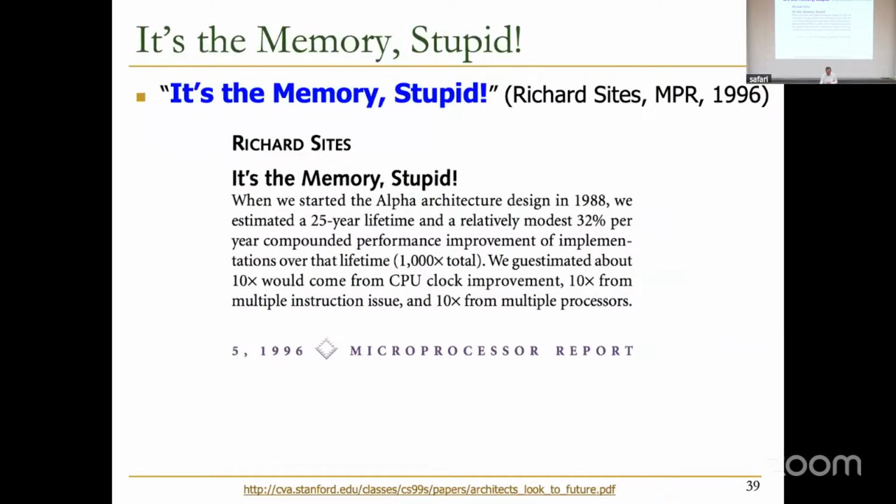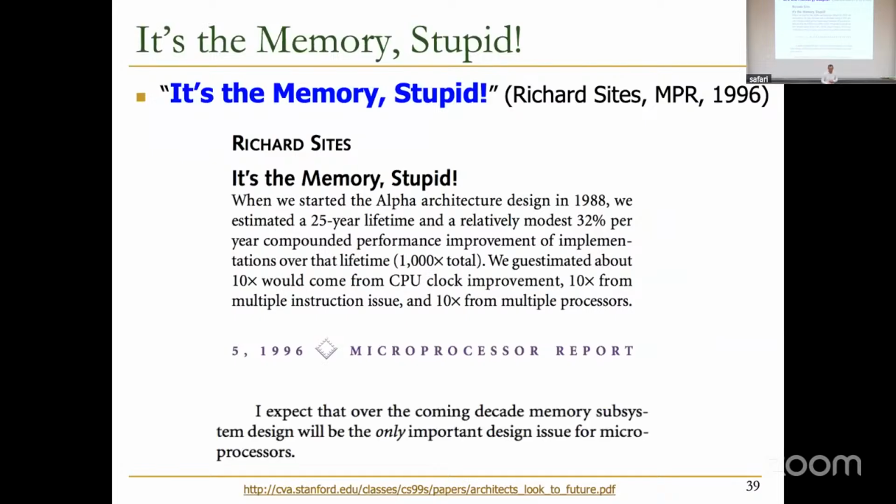This is actually interesting because this is from a chief architect of Alpha processors, Dick Sites. This person led a team that designed processors that competed with Intel at the time. They were faster than Intel's processors. Actually, you've seen an example of this, Alpha 21264, when we talk about out-of-order execution. It was the first 500 megahertz processor of its time.